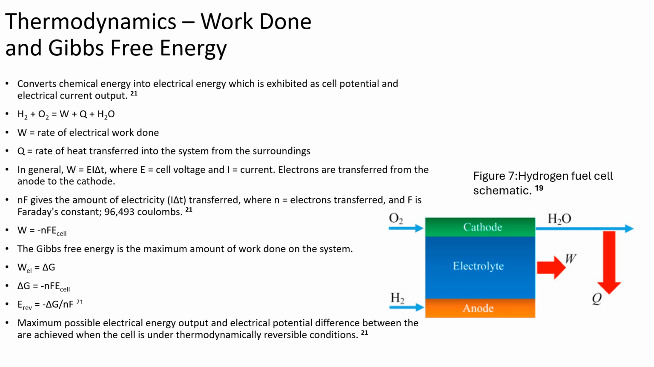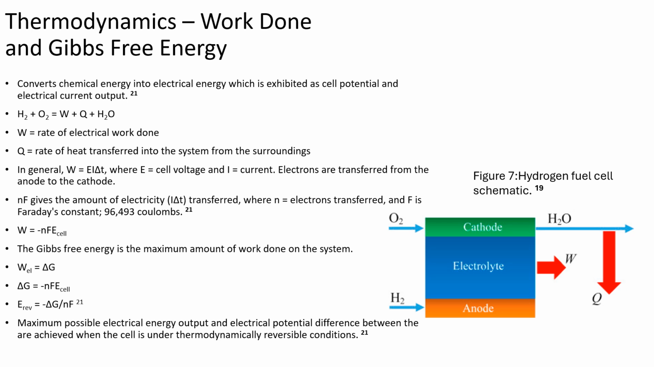And so the Gibbs free energy is the maximum amount of work done on the system. This is shown by W_el equals delta G. So we can substitute W for delta G to get delta G equals minus N F V cell. If we make the E cell the subject of the formula, or in this case E rev, we get E rev equals negative delta G over NF.